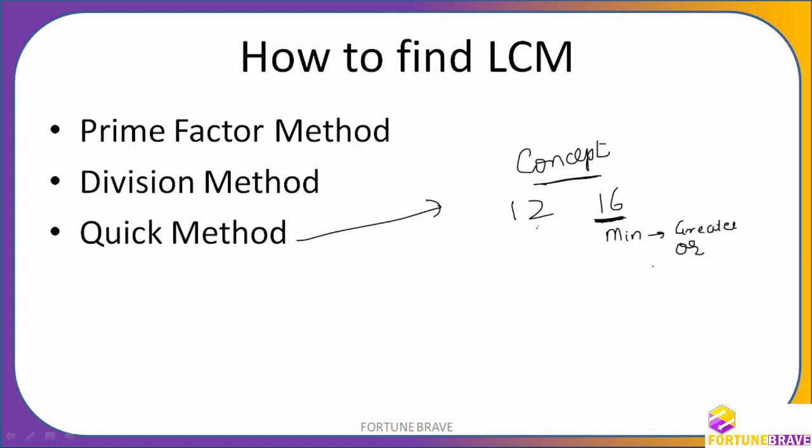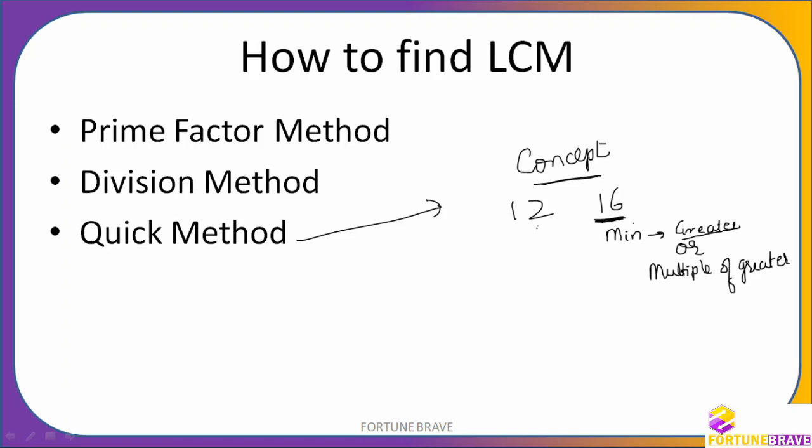try to understand, it should be a multiple of that greater number, because it has to be divisible by that number. Yes or no? It can be the greater among the two, or it can be a multiple of that greater number, because it has to be divisible by that greater number. Is that clear? If this concept is clear, then the quick method is very quick. Okay, so let us see now.